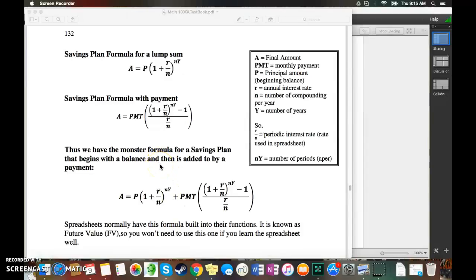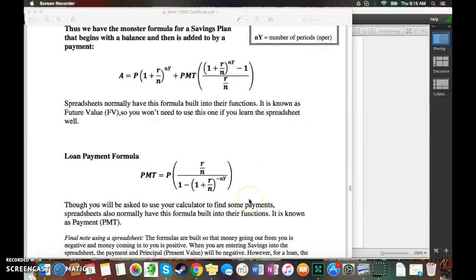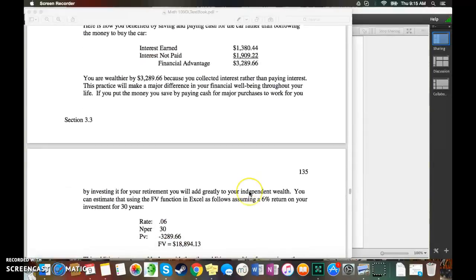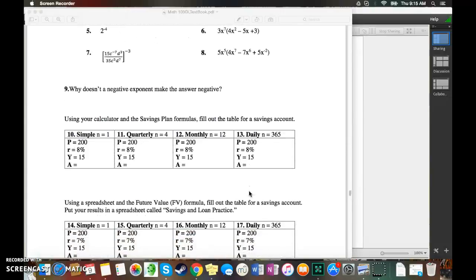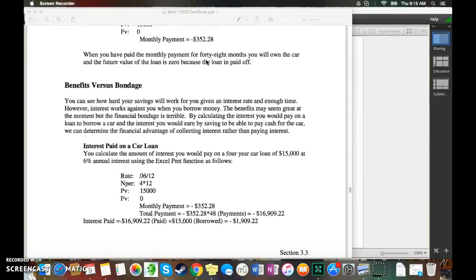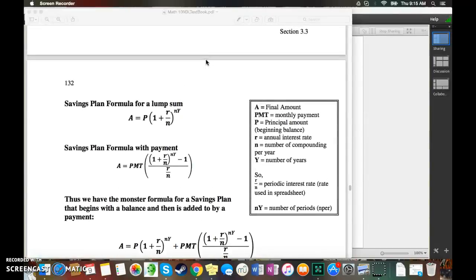So it's kind of difficult to know when to use these. So we're going to discuss which ones to use when. If we go down here to the 3.3 part B: use your calculator and the savings plan formula to fill out the following table for the savings account. We are solving for A in all of these, so it wants simple. Okay, well that's easy. Simple is what we've been doing this whole time.